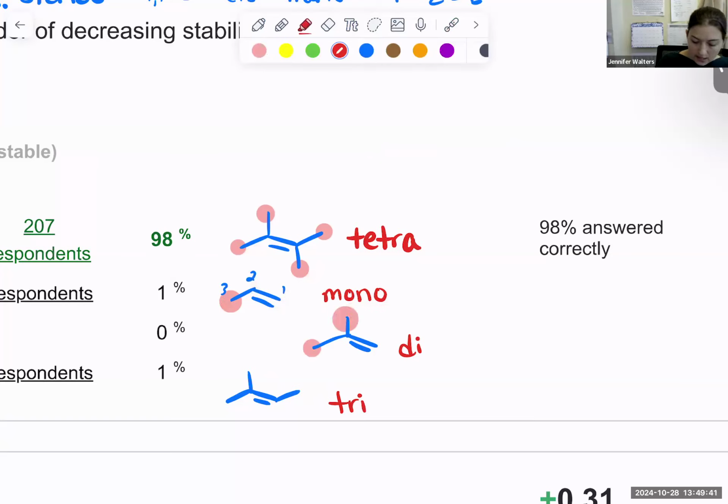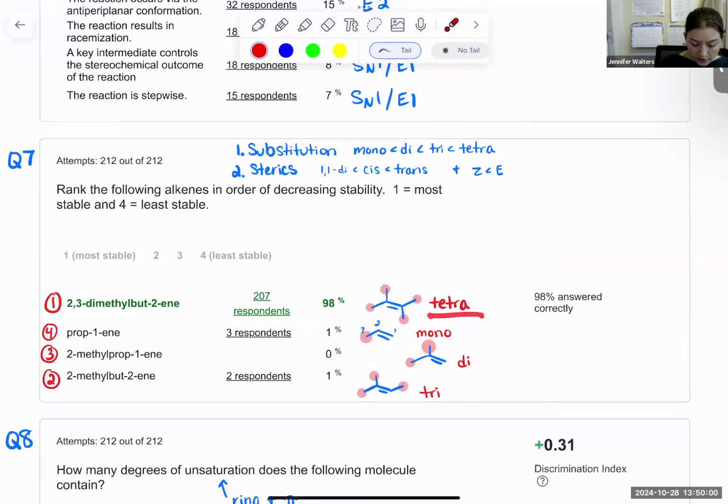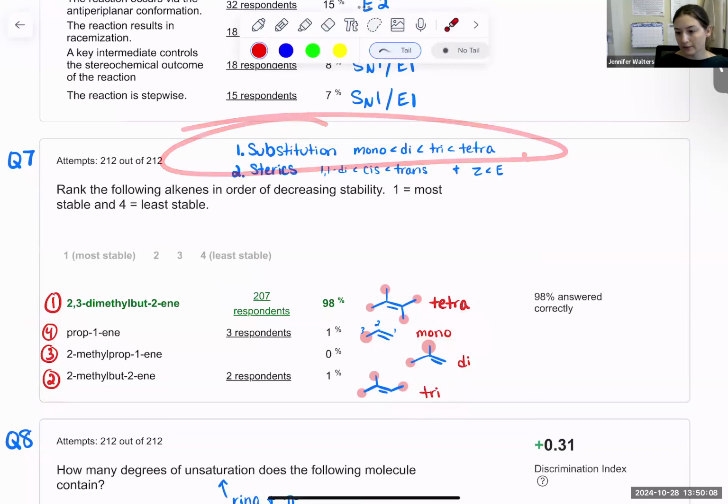The next one is disubstituted. It's a 1,1 disubstituted, but still just disubstituted because the other 2 substituents are hydrogens. And then this bottom one is my trisubstituted because there's 1 hydrogen, so there are 3 non-hydrogens. So then it's just going to be tetrasubstituted is number 1, trisubstituted is number 2, disubstituted number 3, monosubstituted number 4. So for this, all we need to know was the substitution pattern.